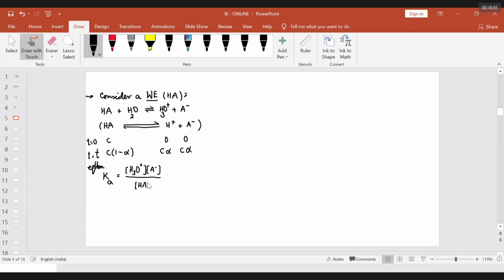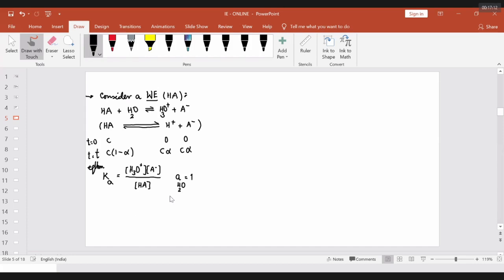And now we should say why we have not taken water. Sir, water is a pure liquid. The active mass of water is taken as 1. In chemical equilibrium, we have learned that the active mass of water is taken as 1. This is medium, this is solvent, this is pure liquid.